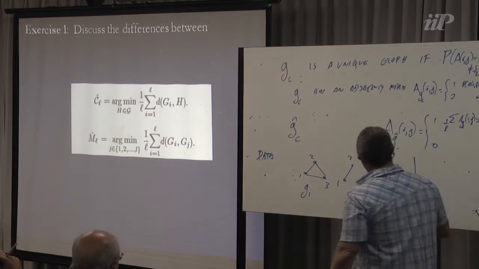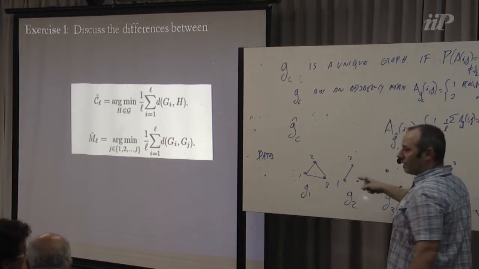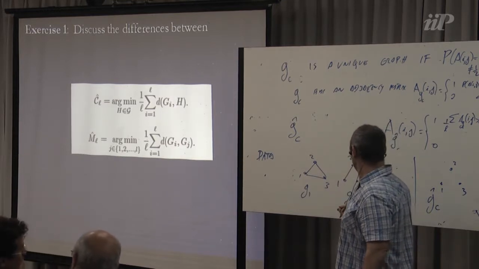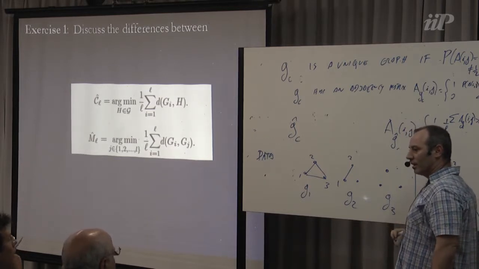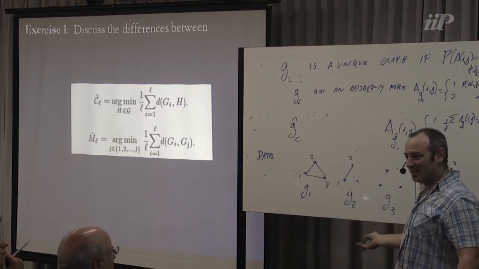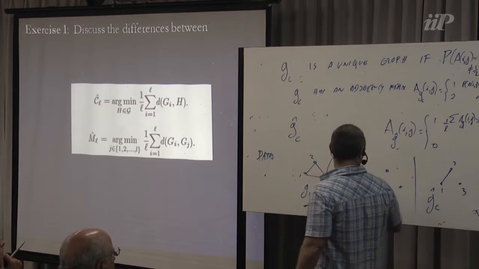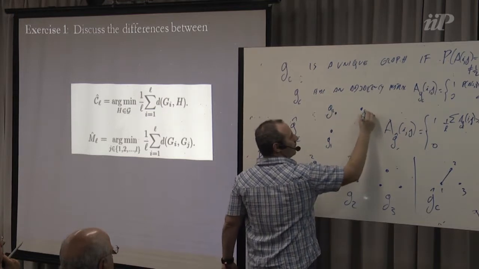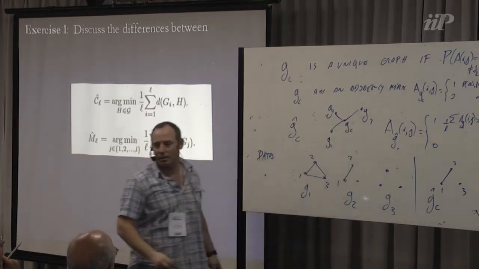So, who is G, the central graph? It is the graph that has each link more than half of the times. It's only this one. You look at the adjacency matrix and you see it; you don't have to make any computation. If this is G1, this is G2, this is G3, G_C is here. This minimizes this distance.